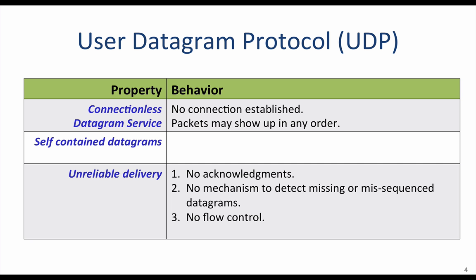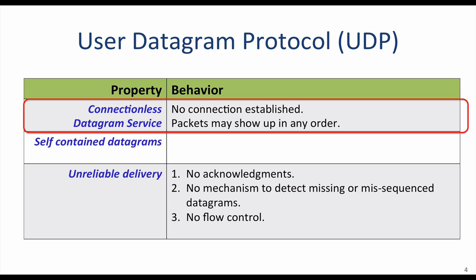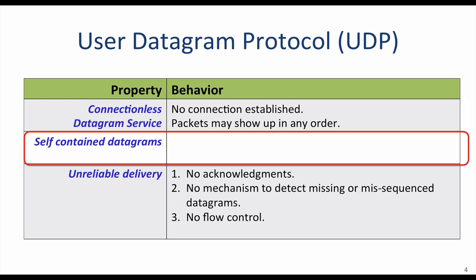To sum up UDP's service model, we say that it has the following 3 properties, shown here in the table. First, it provides a connectionless datagram service. No connection is established because none is needed. All of the information is self-contained in the datagram. It means packets may show up in any order, so if the application cares about in-order delivery, it will need to resequence the data itself.